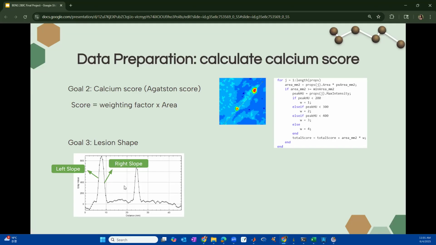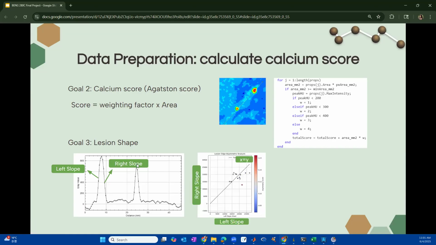So we compare the left slope to the right slope of each lesion. If they match, meaning the rise and fall are similar, the lesion is likely symmetric. On the plot, the x-axis is the left slope and the y-axis is the right slope. If the point falls right on the x equals y line, the lesion has a balanced shape.